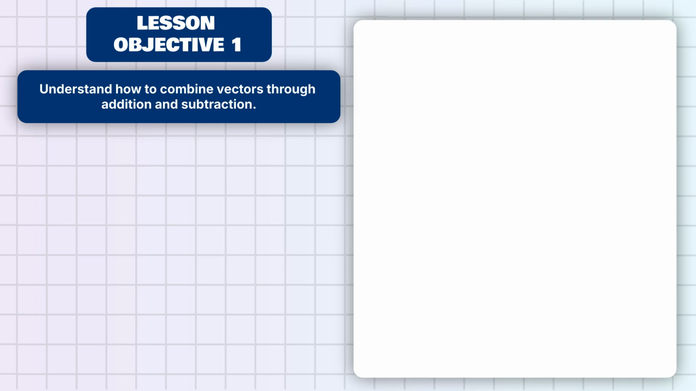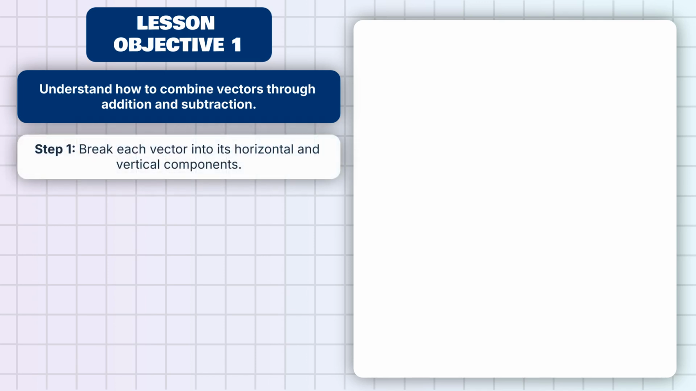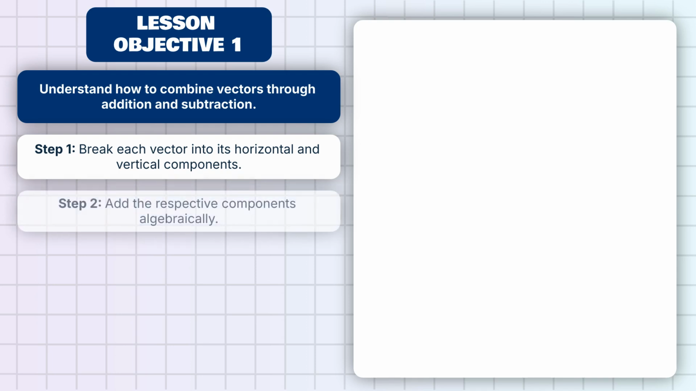Next, we will look at another method for adding vectors known as the analytical method. The first step is to break each vector into its horizontal and vertical components. Then add the respective components algebraically.